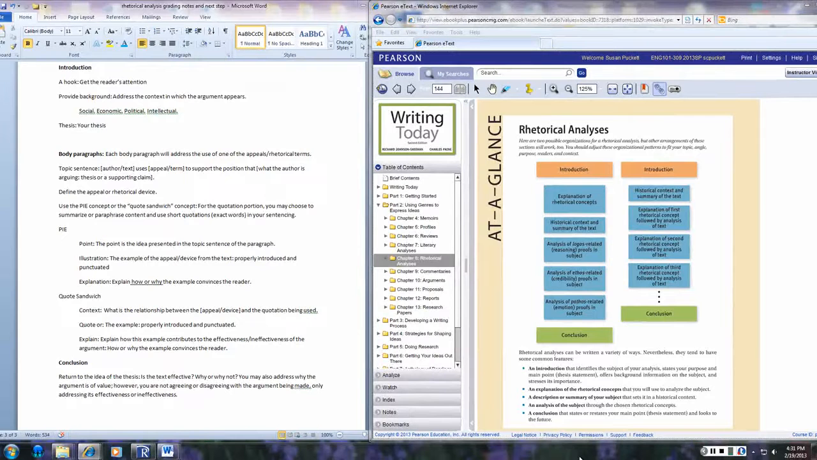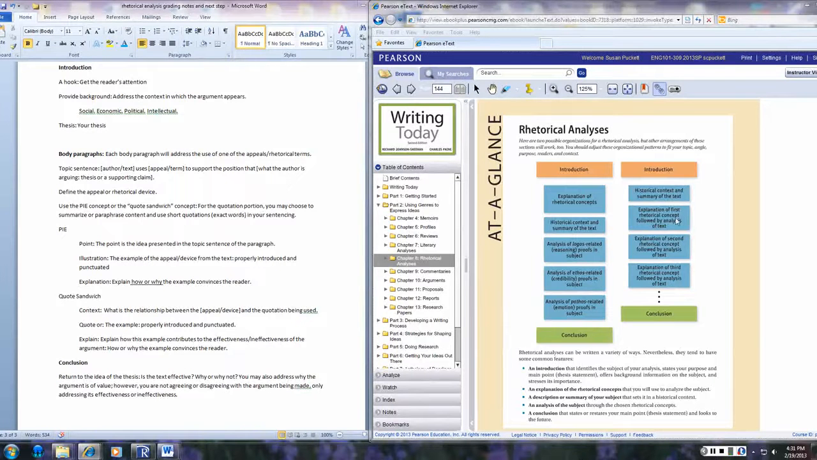Then you have the thesis. We've already discussed what is included in that. You're arguing using these particular terms by which you are judging the text, that the text is effective or ineffective, in arguing the point that they say is their thesis. And then your body paragraphs address the use of one of the appeals.